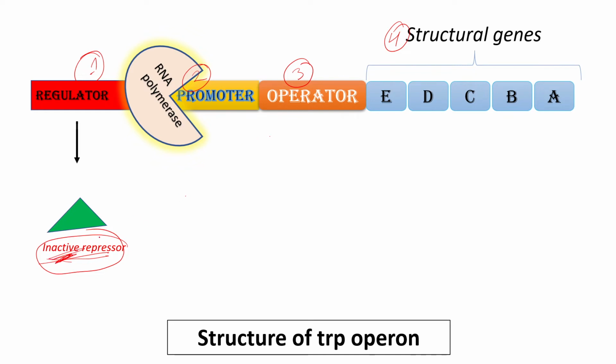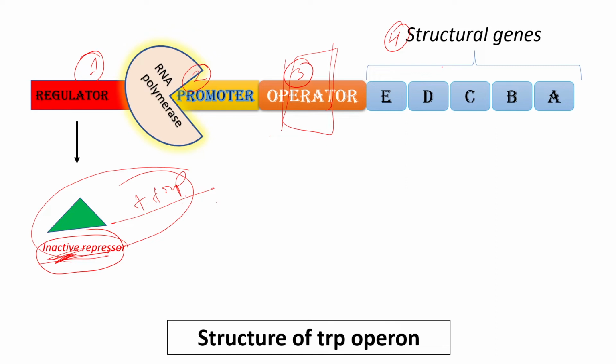Okay, it gets activated when it combines with tryptophan. Along with tryptophan, it becomes activated. And this active repressor will bind with what? With the operator region. So, the operator is the binding site for the active repressor molecule.